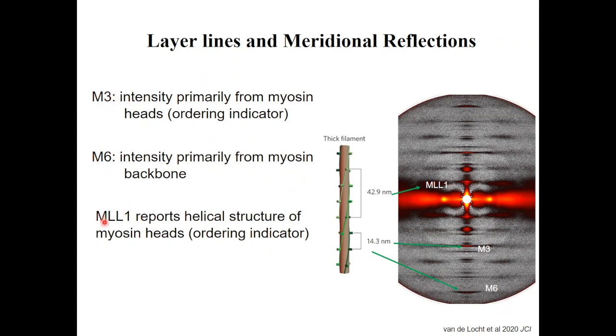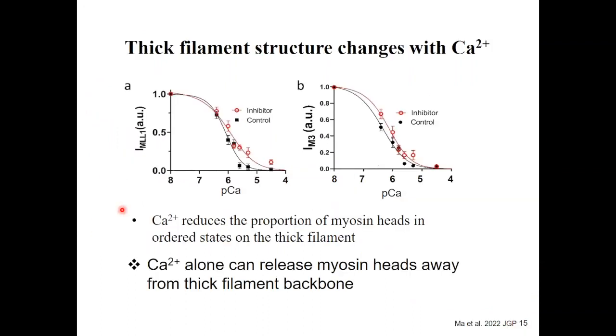And the myosin layer lines, so anything that is not on the equatorial or meridian is called the layer lines. The myosin layer lines report the helical ordered structure of the myosin heads. Theoretically, only helically ordered myosin heads give you the layer lines. So you can consider this as the ordering factor. The higher the intensity, the more ordered the heads are.